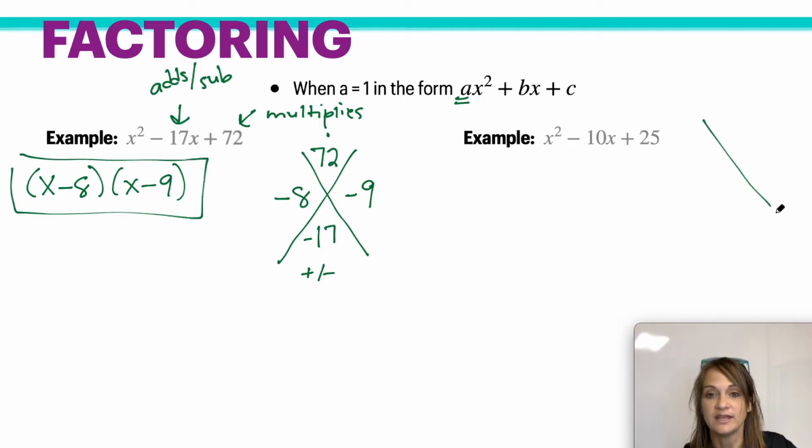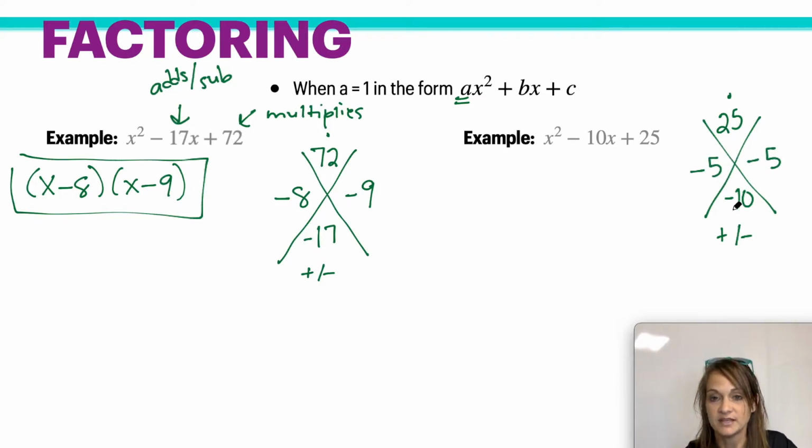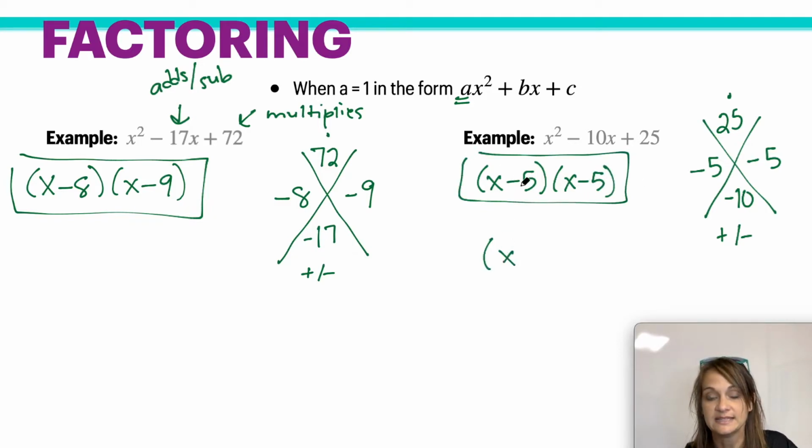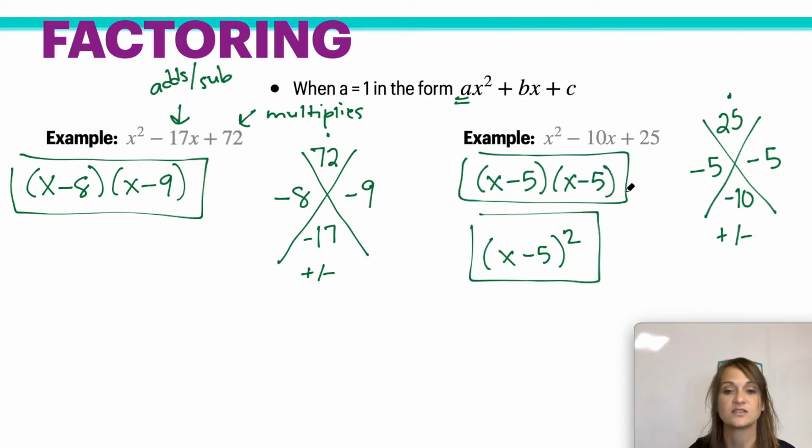In this example, again, if you do the big X, what multiplies to give you 25, and what adds or subtracts to give you a negative 10. And so your answer would be a negative 5 and a negative 5, because negative 5 plus negative 5 is a negative 10, but when you multiply them, you get a positive 25. So it'd be x minus 5 and x minus 5, which you could leave like this, or since these are the exact same factors, then you could say it is x minus 5 squared, because this 2 represents that there are 2 factors that are the same.